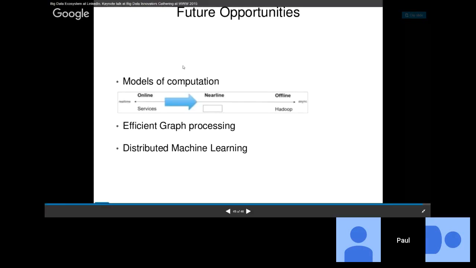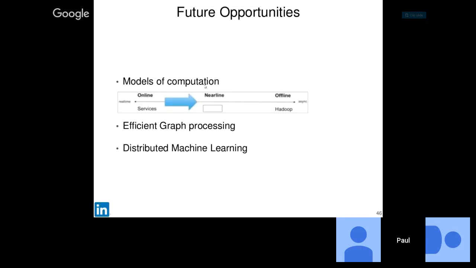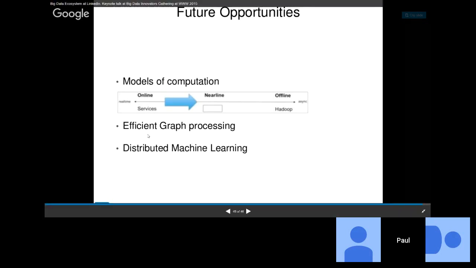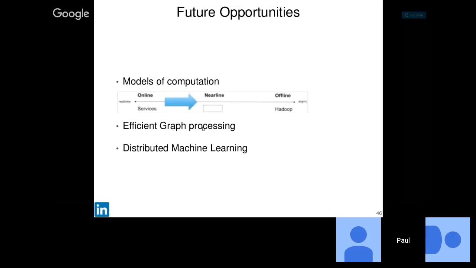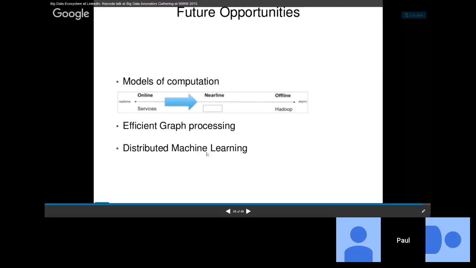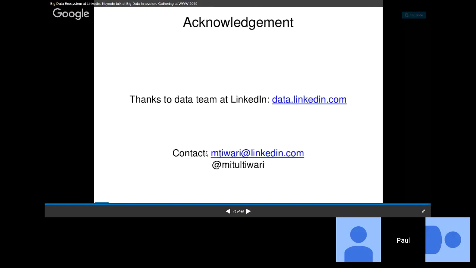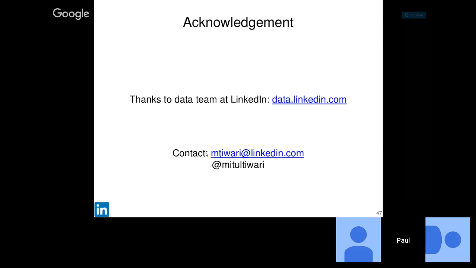Okay, so future opportunities: they're looking at other models of computation. They're trying to model their use of computational resources, memory and disk. So they get efficient graph processing, meaning they're finding ways of making money by relating variables to each other. You want people to say yes to whatever you're presenting to them. Distributed machine learning is artificial intelligence.